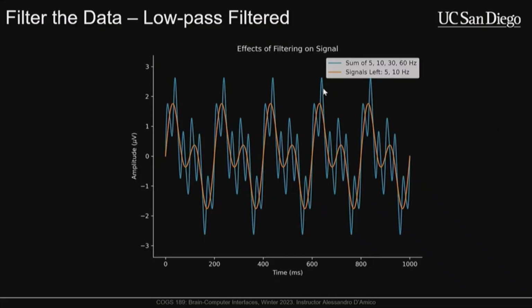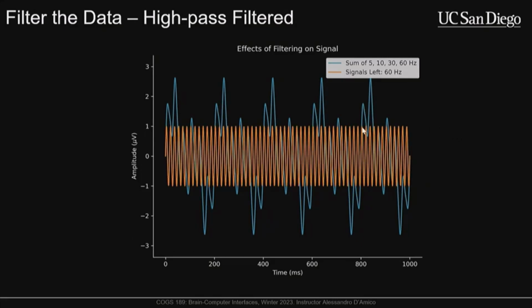Here's a different example where we change the low pass. Let's say in this case we have an 11 hertz low pass. So now we're saving 10 hertz because it's slower than 11 hertz, but we are also saving the 5 hertz, right? Because it also fits that check. So we're saying anything slower than 11 hertz, you're good to go. So 5 and 10 hertz come through.